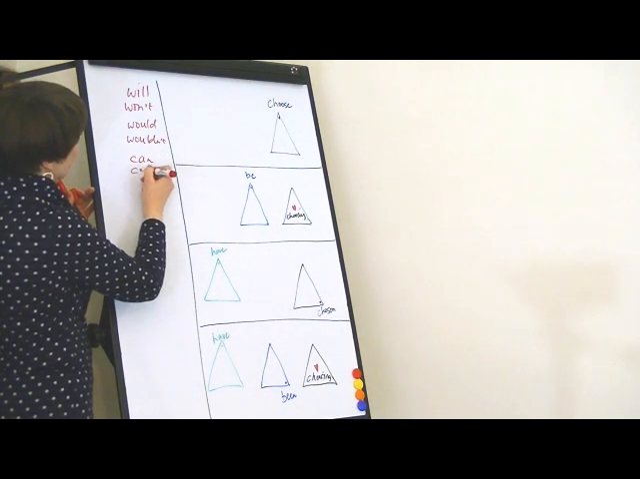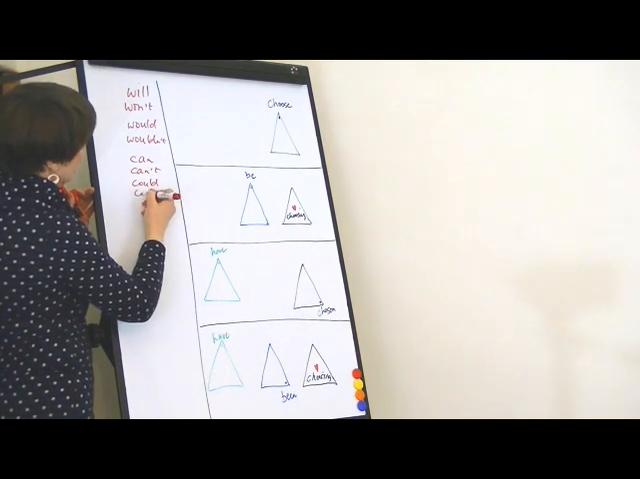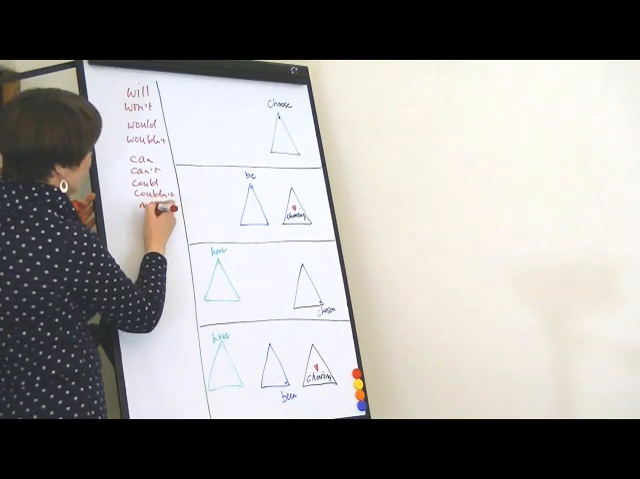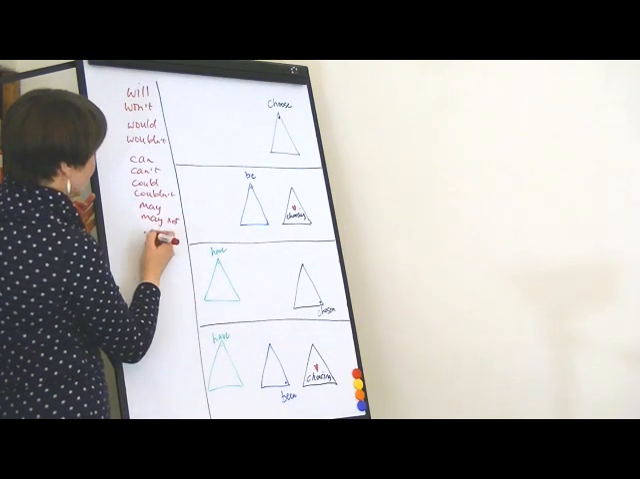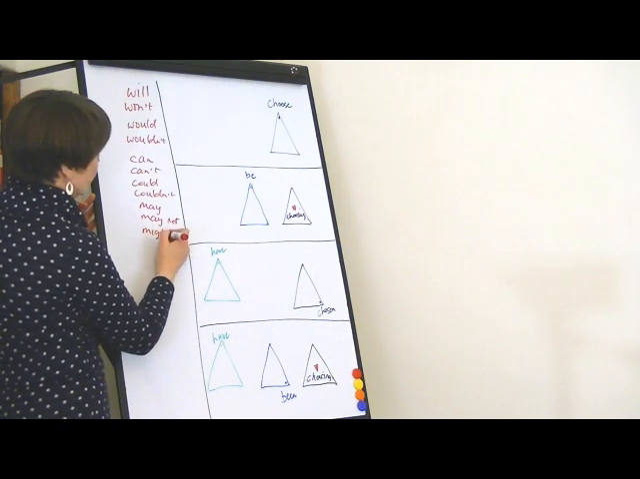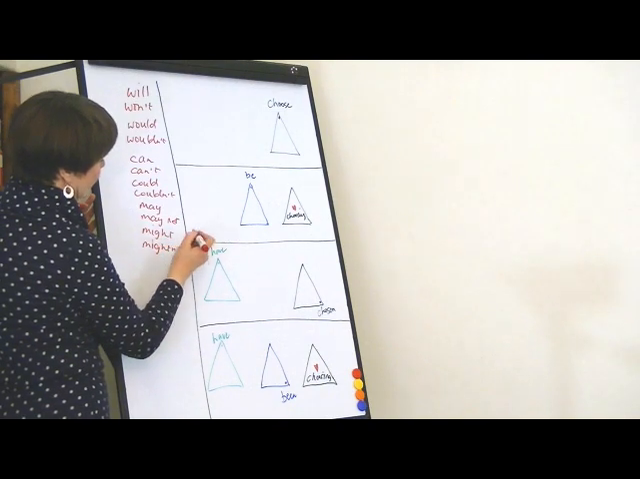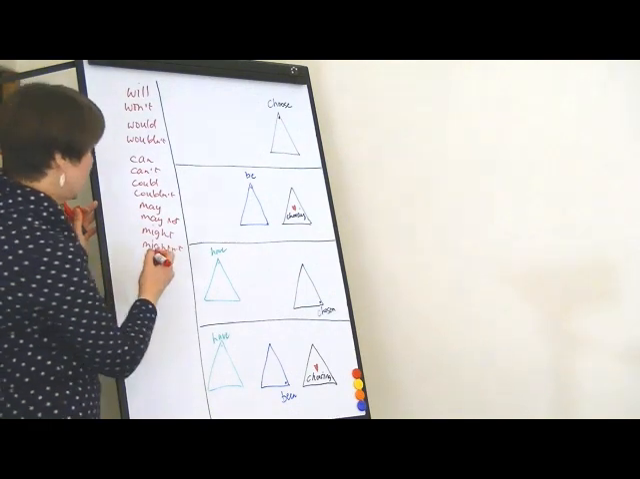can and can't, could and couldn't, may, may not, might, mightn't. I'm using the contractions, but of course you don't have to.